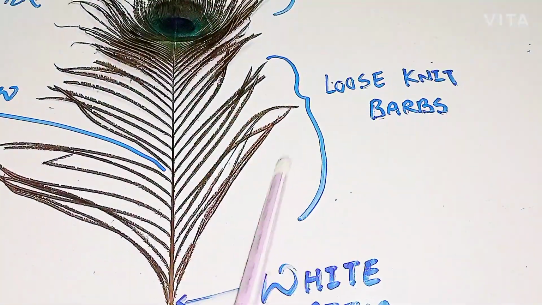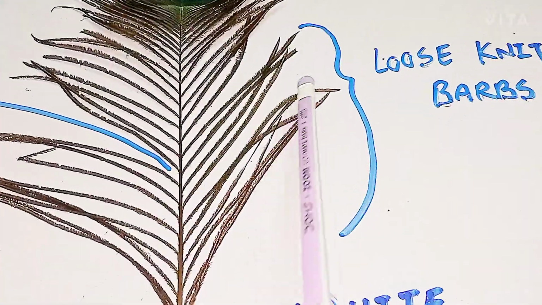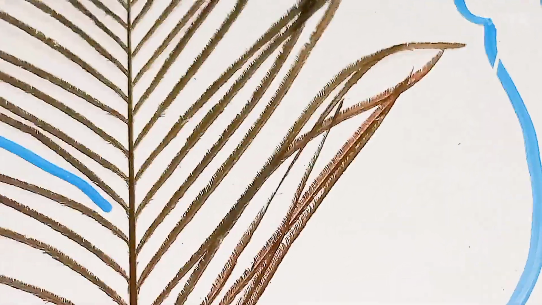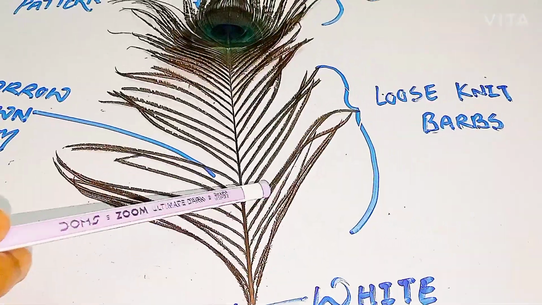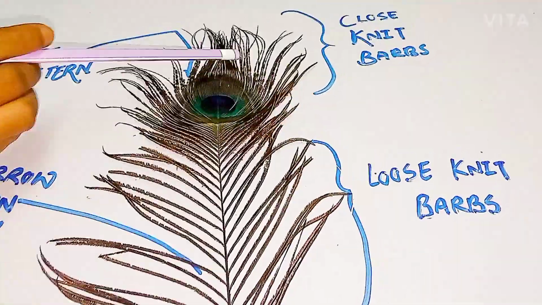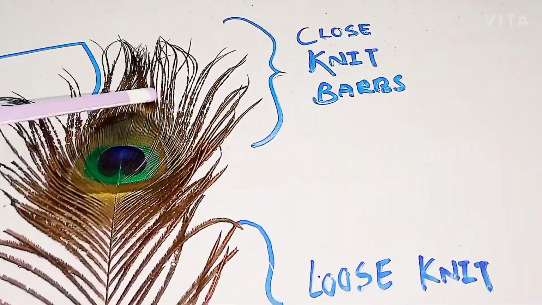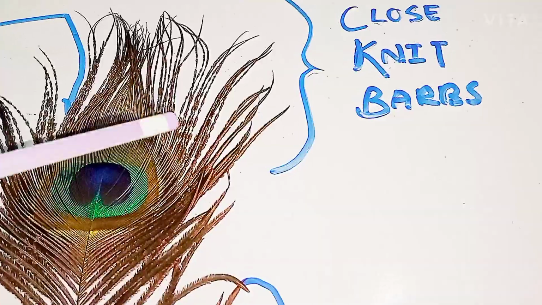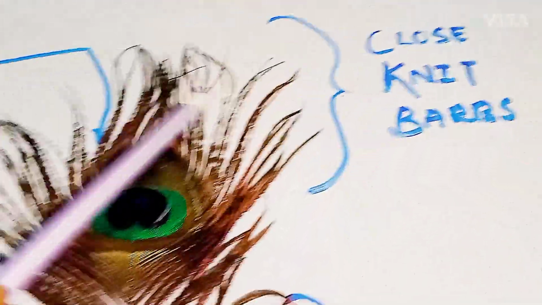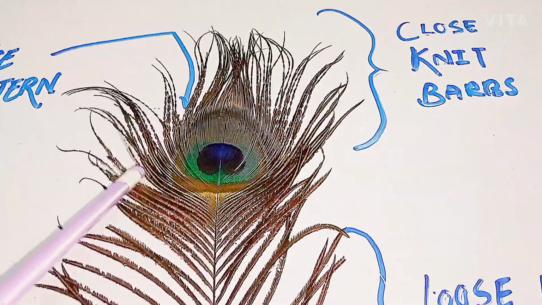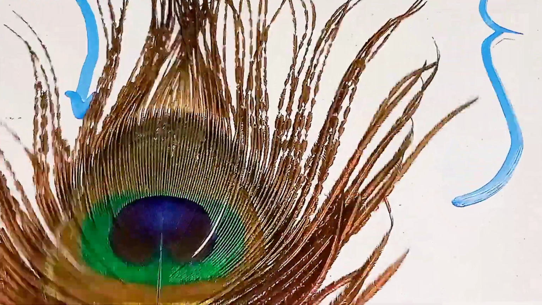This is loose knit bobs. Why are they called loose knit bobs? Because they are loosely arranged. You can see here there are spaces between them. Okay, and here you can see is the closed part. They are closely arranged to each other, so we call it close knit bobs. Okay, here close knit bobs, this whole portion, this one. Okay, around the eye pattern, and here down is loose knit bobs.